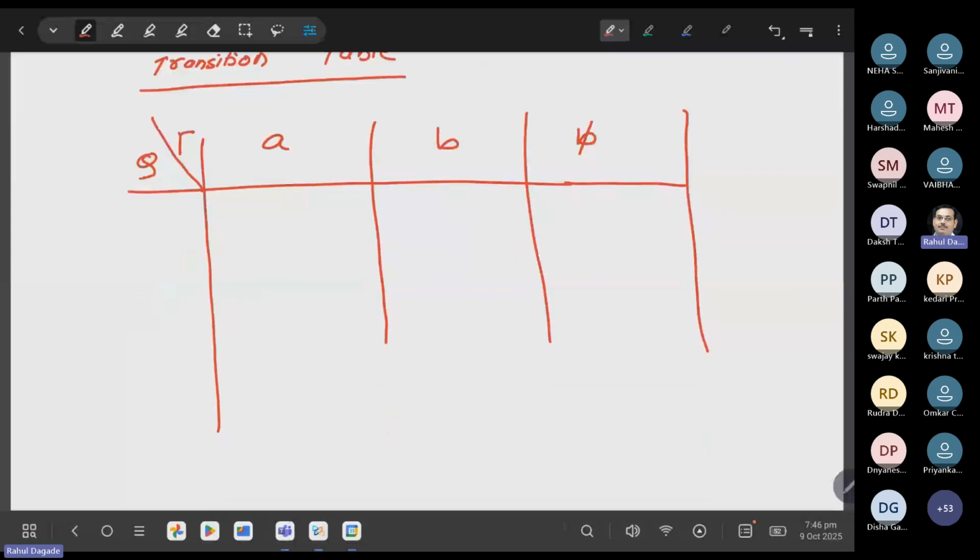Okay, and which are the states? Q0 state, Q1, Q2, Q3, and then finally the accept HA and HR. So we have HA accept state and HR, it's a halt reject state.